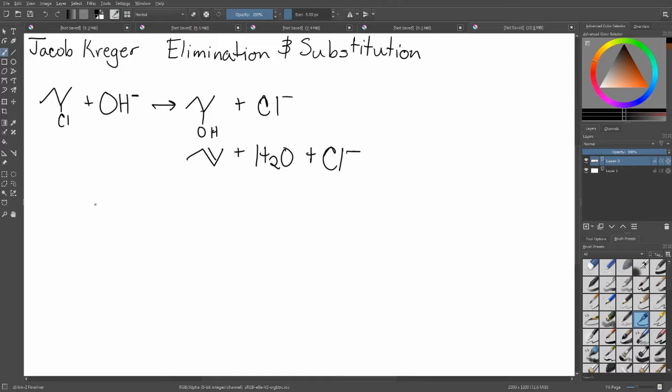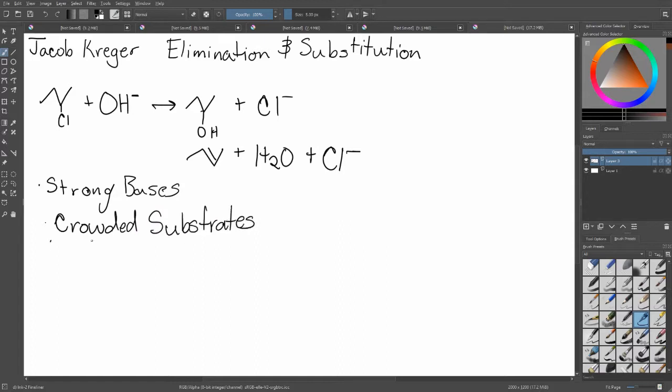Now, in order to understand which of these reactions is more likely to occur, you must first understand the conditions in which elimination reactions occur, usually with strong bases, with crowded substrates, or in high temperatures. One good way to remember these is that each of these conditions are typically conditions in which you would prefer to avoid. These are conditions that you would prefer to eliminate from your life.